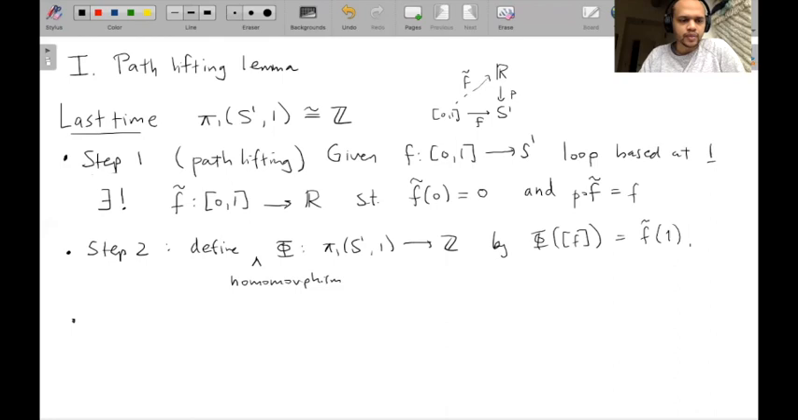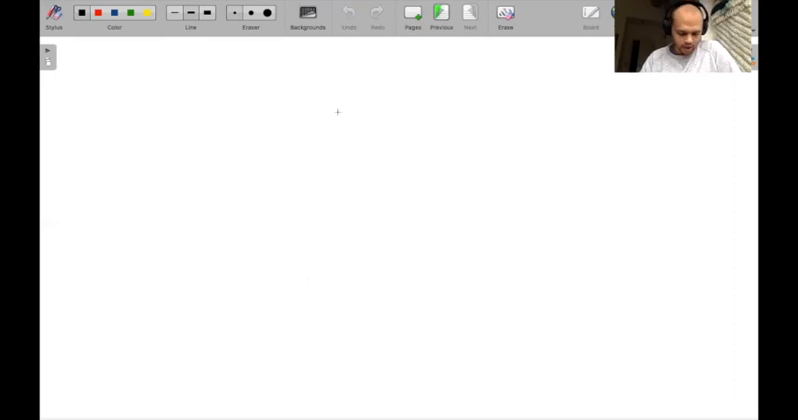And then the final step is that we showed phi is bijective. Okay, so this is the rough outline of how we prove the fundamental group of the circle is Z. And the main thing we haven't discussed is why this path lifting statement is true. So we saw a bunch of examples last time, but we didn't give a formal proof. So let's do that now.